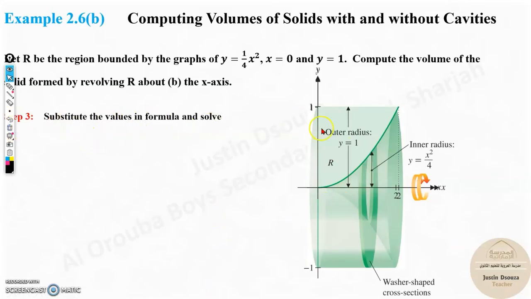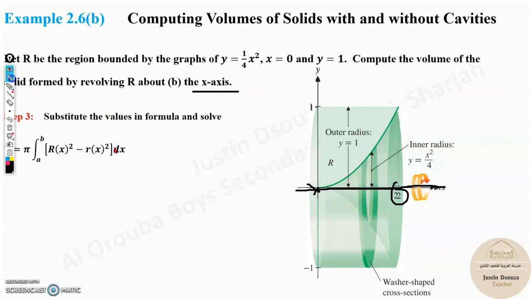Step 3 is substituting and solving. Now we know this is the formula, outer radius. What is the outer radius? It's 1. Inner radius, x squared by 4. And the limit from where to where? It's along the x-axis. So x-axis, where is the x-axis? The limits are 0 to 2.